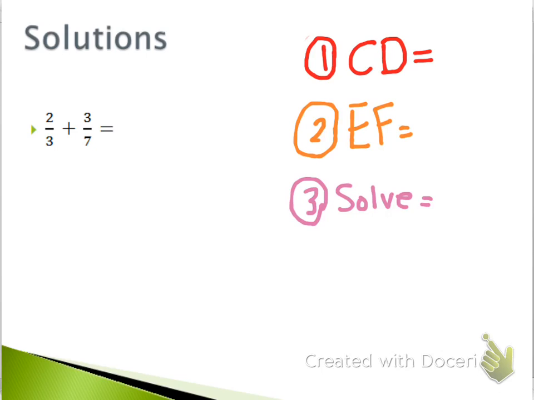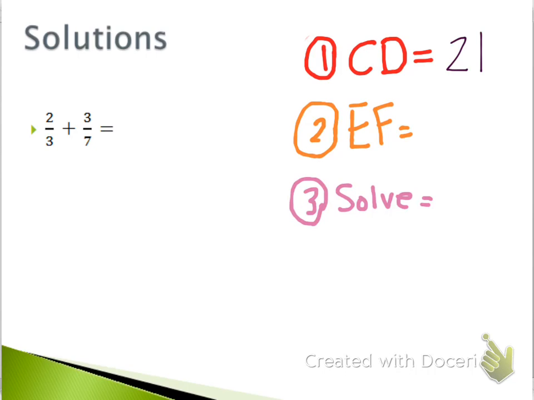Alright, so I hope you guys were able to solve 2/3 plus 3/7. And now I want to take you through the 3 steps in solving this problem. So first of all, we need to find the common denominator, which I've written in red up here, CD for short. And I'm going to find the common denominator by multiplying the 2 denominators in our problem here. So I'm going to multiply 3 by 7, and that's going to give me 21. And so now I've found the common denominator for 2/3 and 3/7, and it is 21.